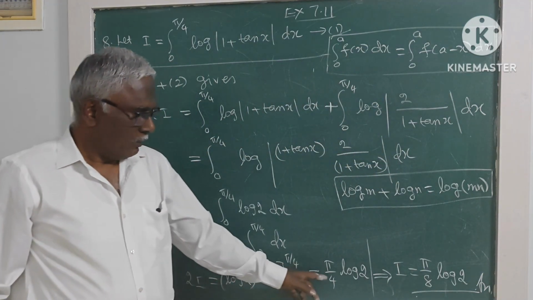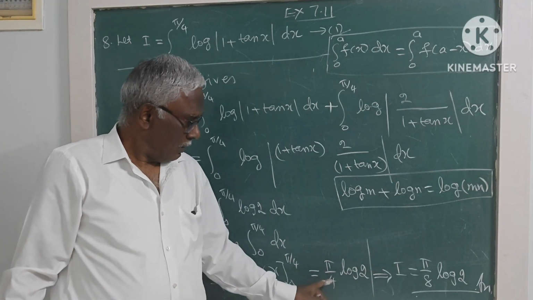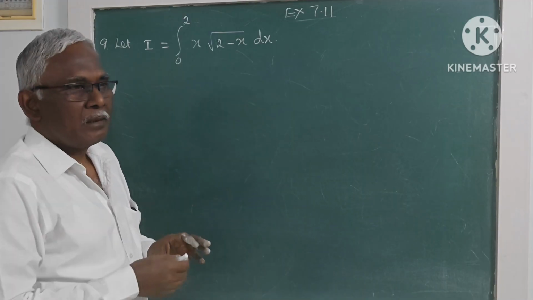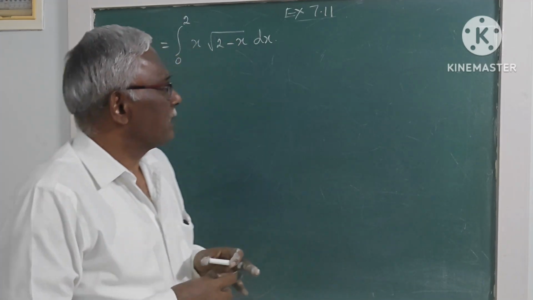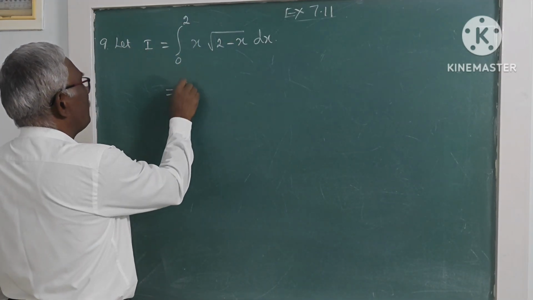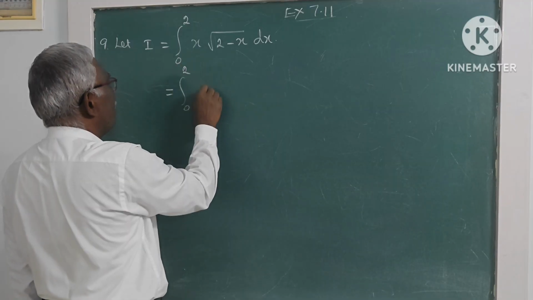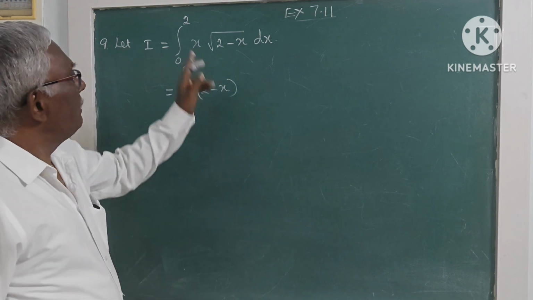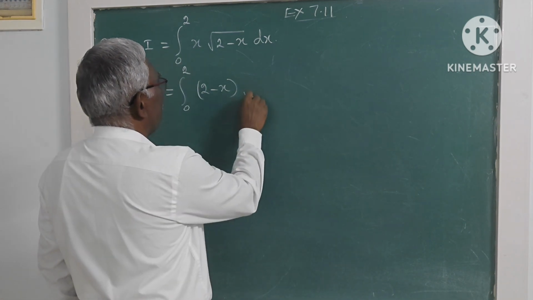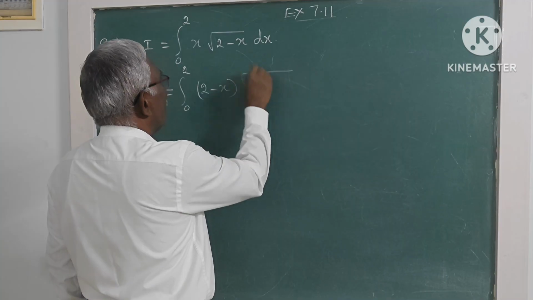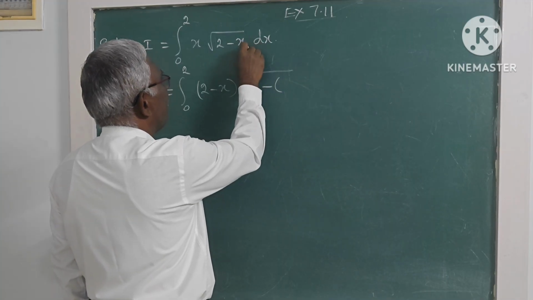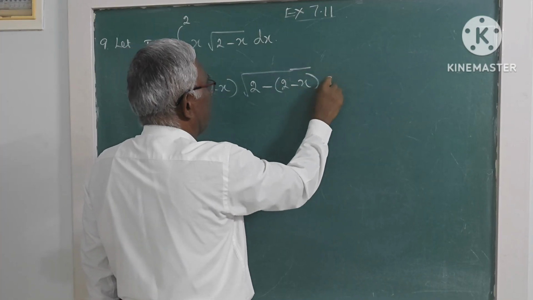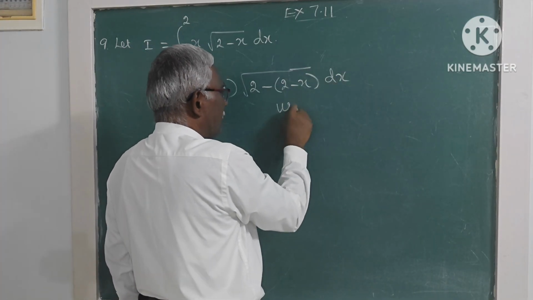So what we got is 2I, so I is equal to pi by 8 log 2. Now this one. Use the same property, integral 0 to a f of x dx is equal to integral 0 to a f of a minus x dx. So that means this is equal to integral 0 to 2 of (2 minus x). Wherever x is there, we have to replace by 2 minus x. Then the square root of x we have to replace by 2 minus x dx, using the property.